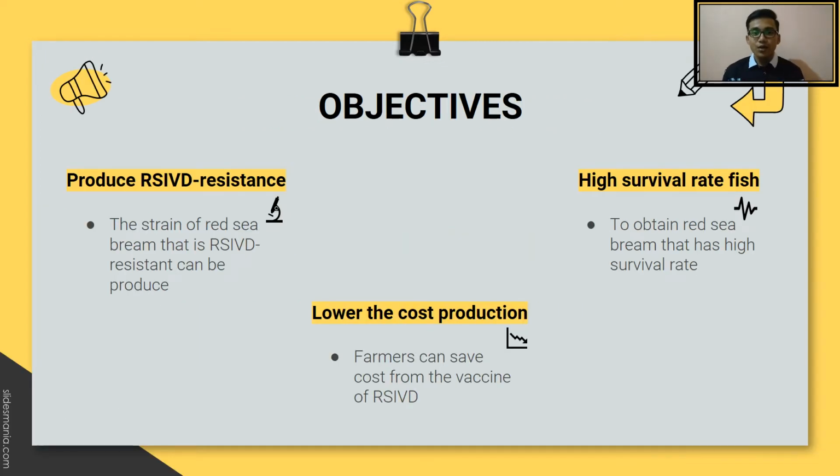This is the objective of this case study. We want to produce Red Sea Bream that is RSIVD resistant. Also, we want a high survival rate fish, and we also want to lower the production cost, as farmers can save the cost of buying the RSIVD vaccine.